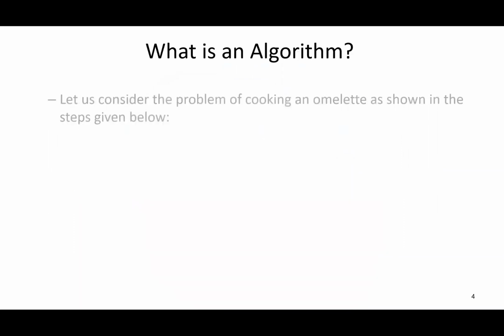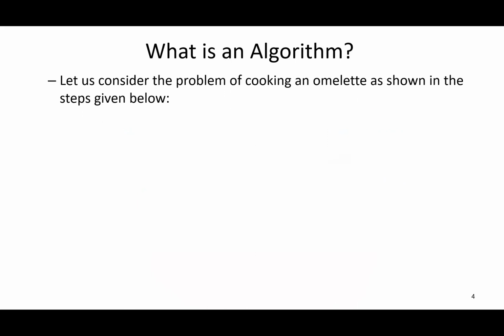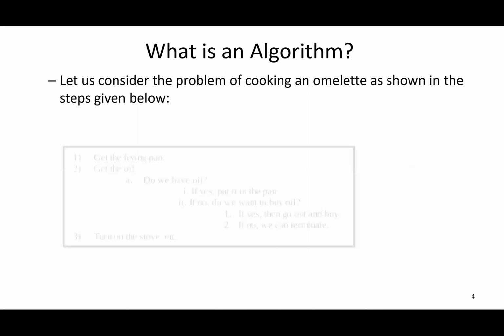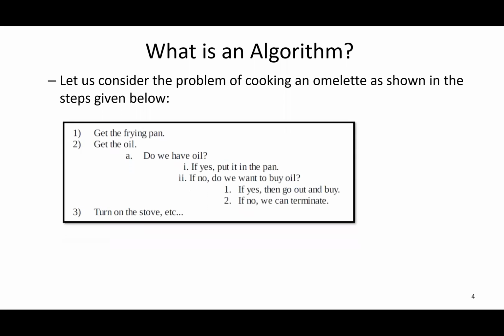Okay, so first we look at what is an algorithm, right? For example, we look at a problem where, let's say, we need to cook an omelette. Okay, and these are an example of the steps that we can follow. Maybe you have your own different steps to cook omelette or to cook other things. But for this one, let's see. The first step is we try to get the frying pan first before we can actually cook. Then after we have the pan, then we try to get the oil, right? We need some oil to cook.